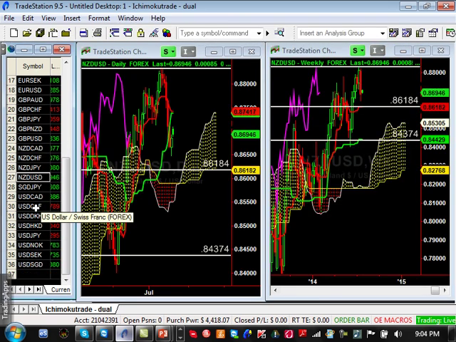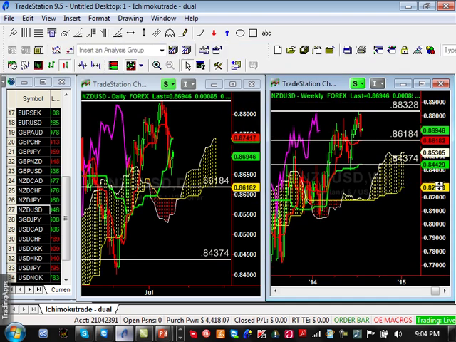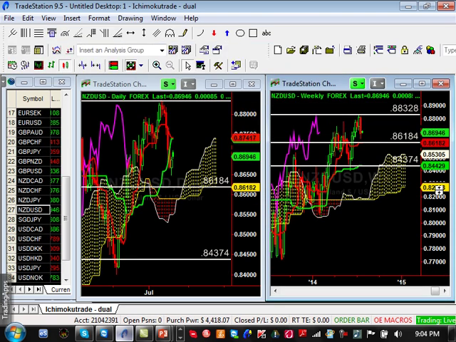New Zealand USD, this is bullish trending. You're at a major resistance level right now, which it doesn't seem to be breaking at all, which is 88.32. Support on this one's going to be 86.18 and then 84.37.